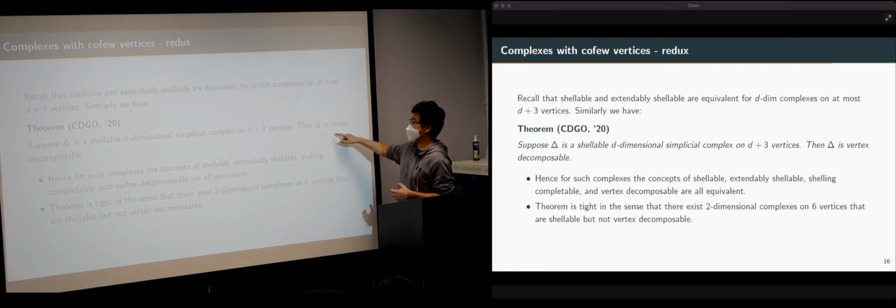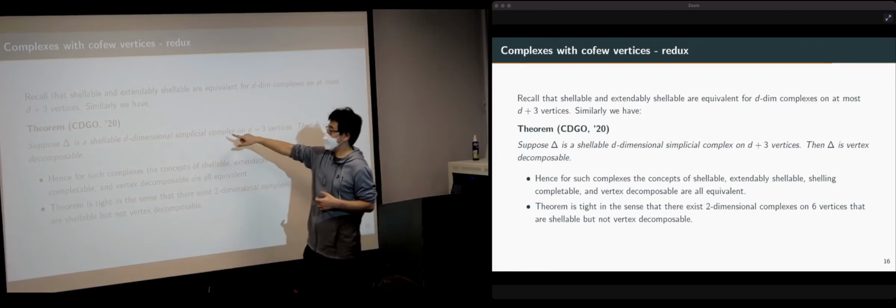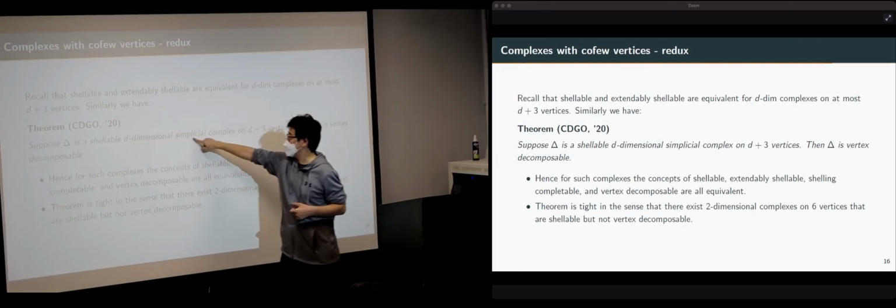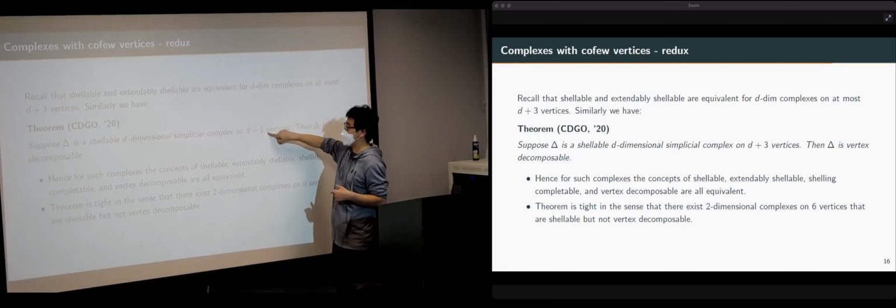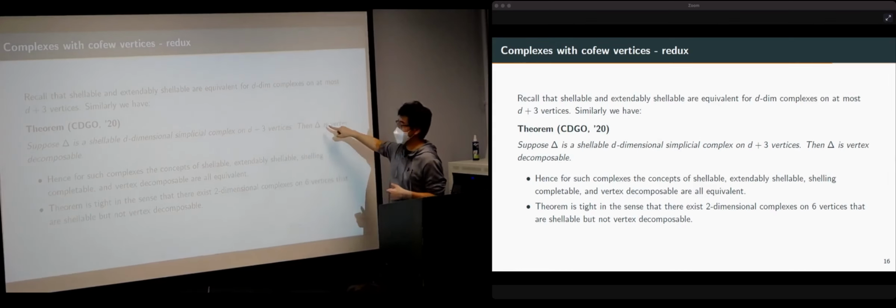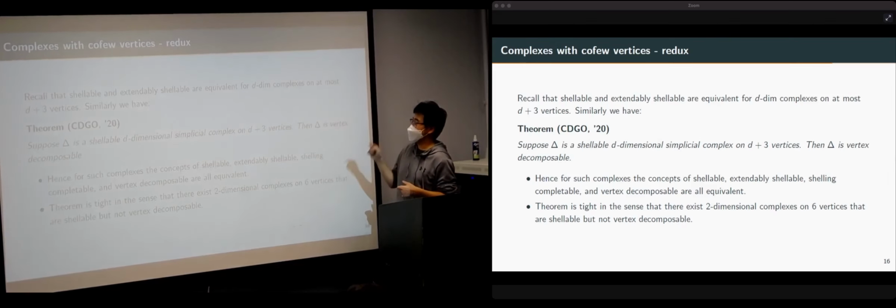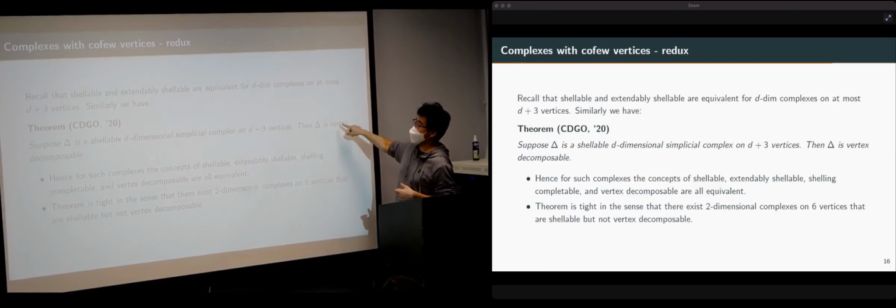And this theorem is tight in the sense that if you look at d-dimensional simplicial complexes on d plus 4 vertices, then of course this one miserably fails. There are a lot of shellable complexes that are not vertex decomposable anymore in that case.